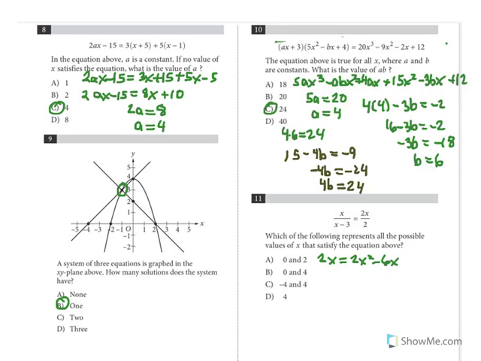We have a quadratic. Let's set it equal to 0. That'll give us 2x² minus 8x equals 0, and we can factor out a 2x: x minus 4 equals 0. And so now that equation is true if x equals 0 or if x equals 4. So that gives us answer choice B.